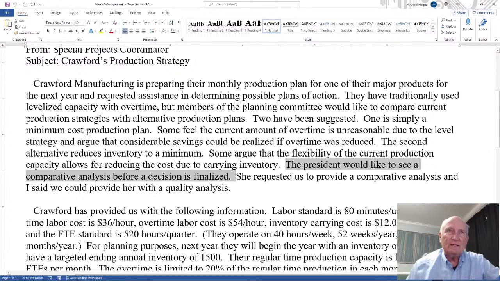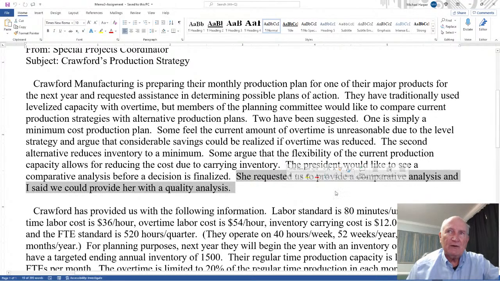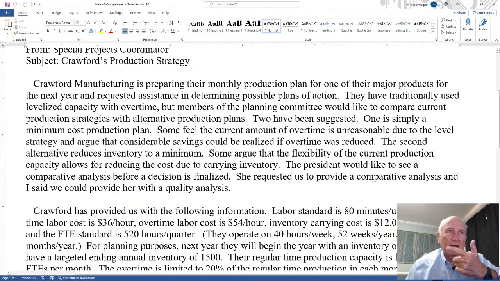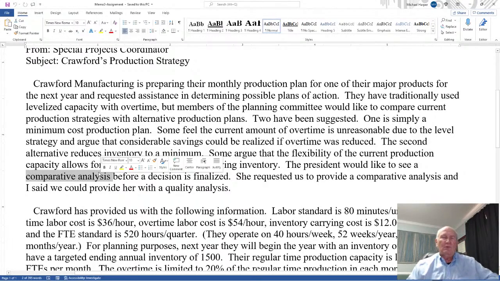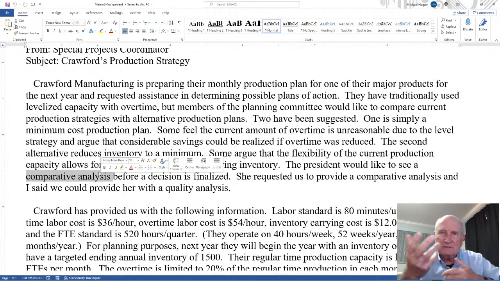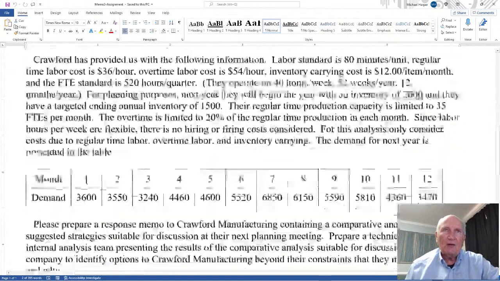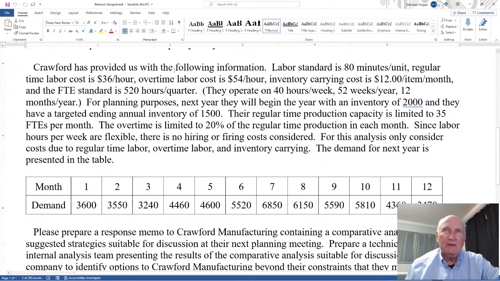The president would like to see a comparative analysis before a decision is finalized. She requested us to provide a comparative analysis. So there are three plans, and essentially the president would like a comparative analysis. In a comparative analysis, we're comparing the three plans. We're not making decisions on saying this is the best or this is the worst. We're saying here are the three, and these are the comparisons, and here are the things that we're going to compare. Okay, Crawford has provided us with the following information.